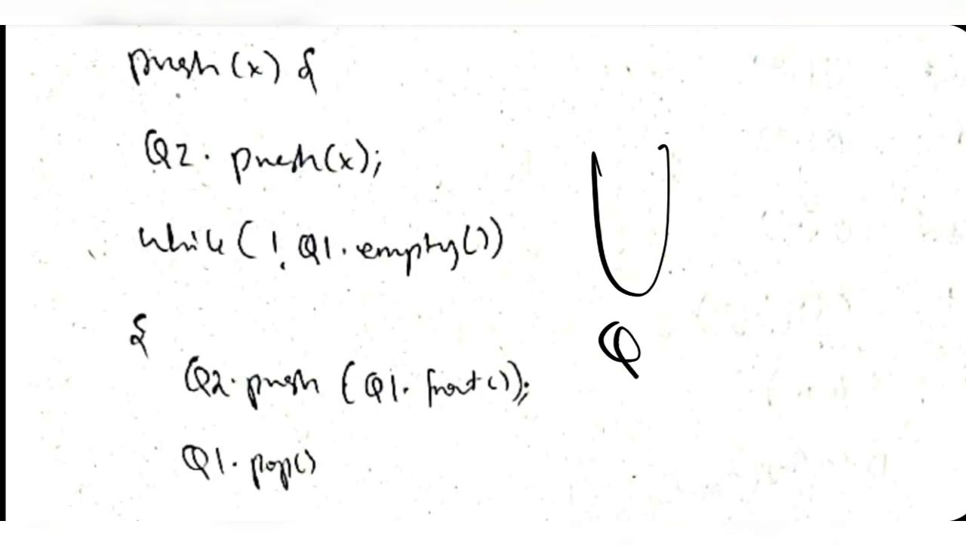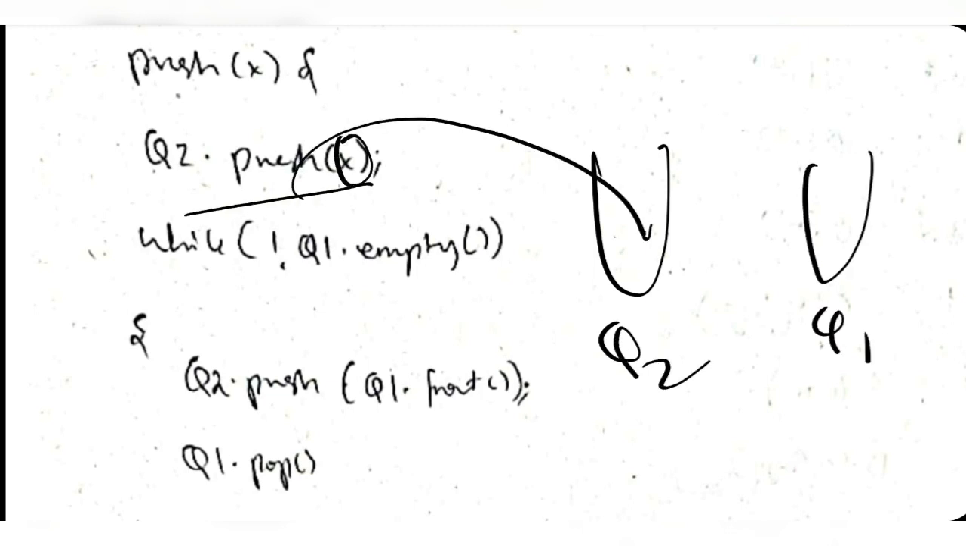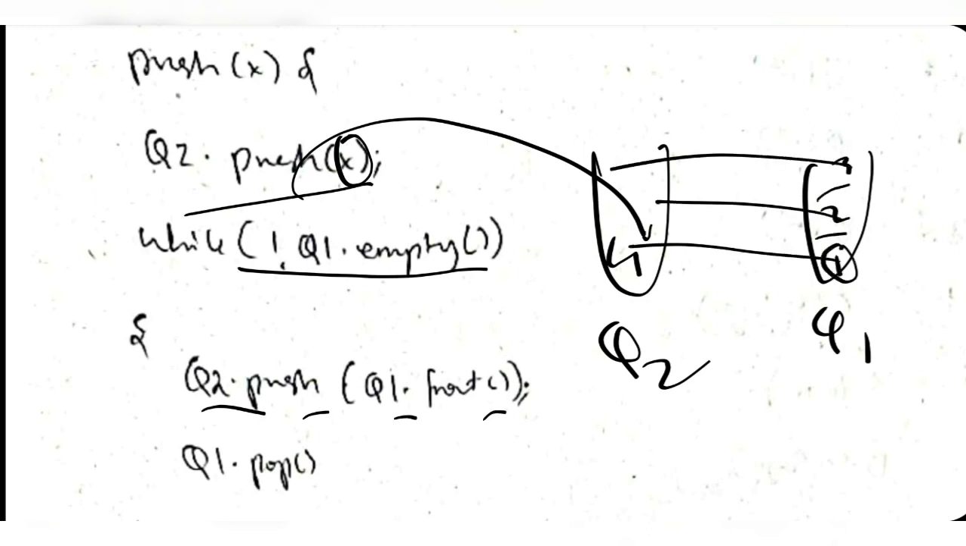We'll have two queues. This is q2, this is q1. Initially we'll push whatever we want to push in q2, so in this case it's 4, while q1 is not empty. So whenever it's not empty, what I should do is q2 dot push q1 dot front. So if it is 1 2 and 3, so 1 will be pushed here, then 2 will be pushed, and 3 will be pushed.